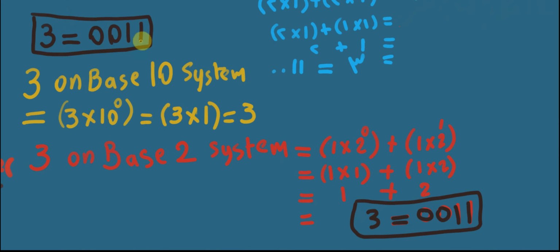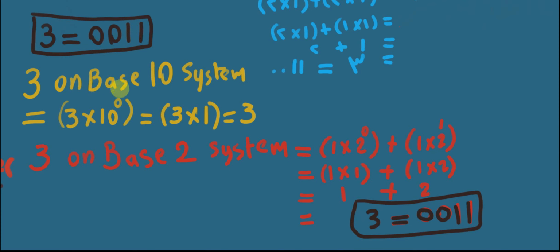So you will not confuse this 1 and 1 with 11. When you see the two zeros to the left of the 1 and 1, you know, okay, I'm in the base 2 system now. And this is equal to 3.